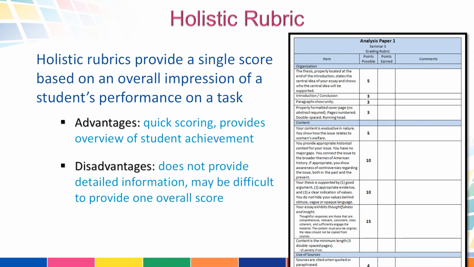Holistic rubrics provide students with a single score based on an overall impression of their performance on a task. Holistic rubrics are best to use on small assignments where there isn't a lot of criteria. Assessment examples include reflections, 1-minute papers, and oral presentations.